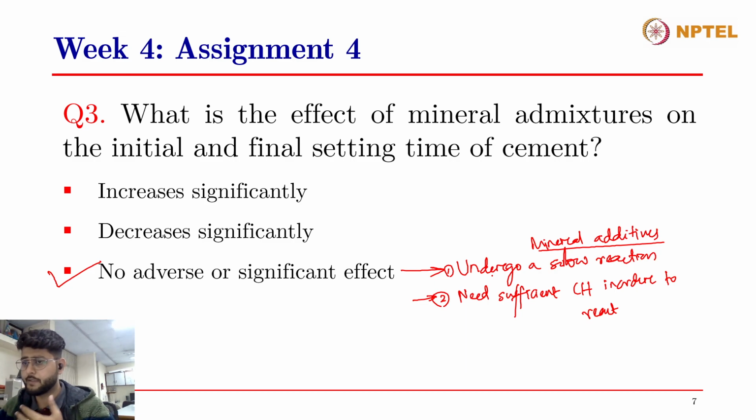So their contribution to the reaction, the hydration products, and thereby the strength and durability comes at a very later stage, at ages beyond 28 days or so, in case of at least fly ash. And again, they need sufficient CH or Portlandite coming from the cementitious reaction in order to react themselves.